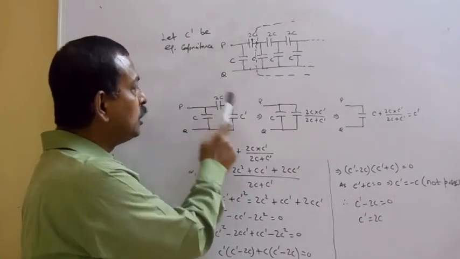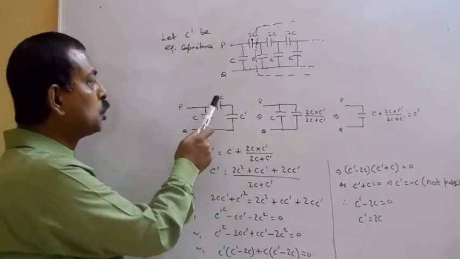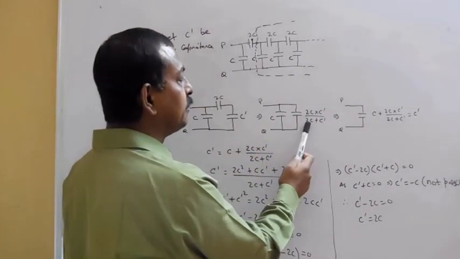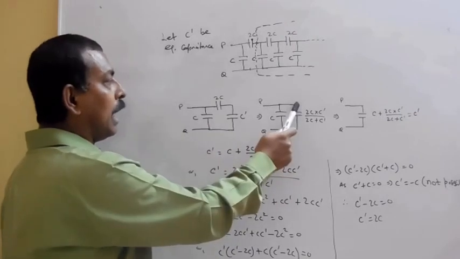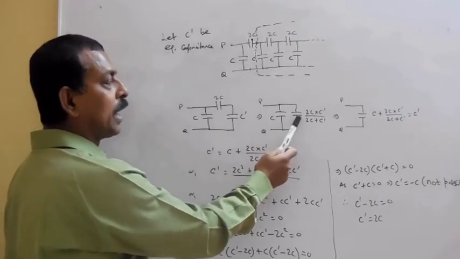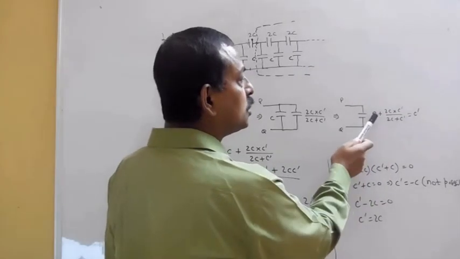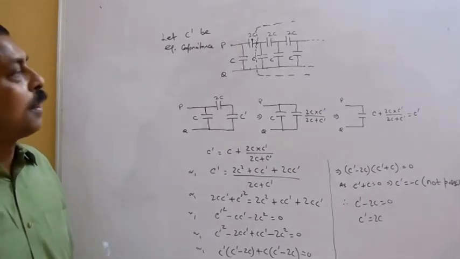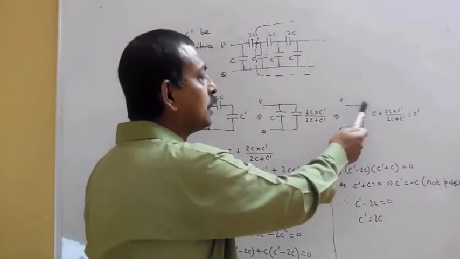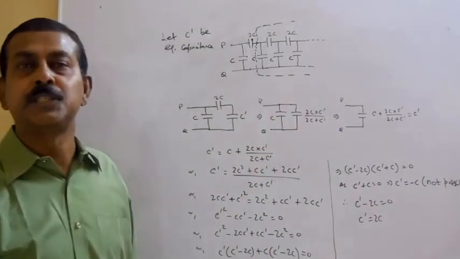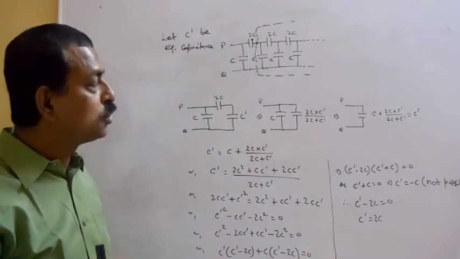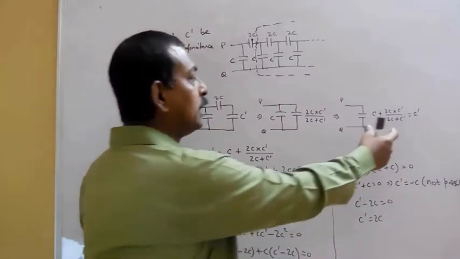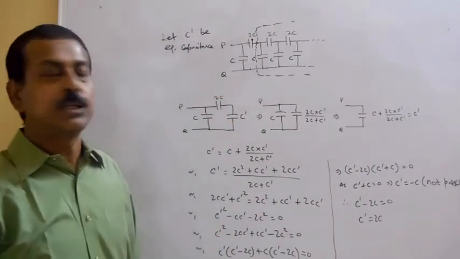So you can see that now you have only three capacitors left. 2C and C dash are in series, so their equivalent will be 2C into C dash divided by 2C plus C dash. And now these two are in parallel, so the equivalent capacitance will be C plus 2C into C dash divided by 2C plus C dash. Now this is a single capacitor of the given network between points P and Q, which we have already assumed to be C dash. So this is equal to C dash.